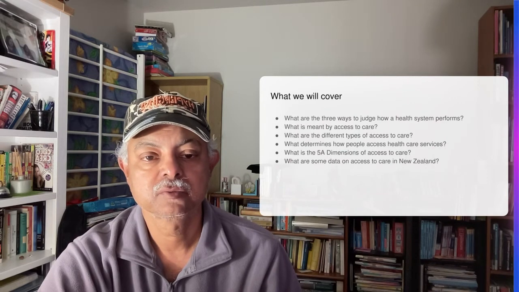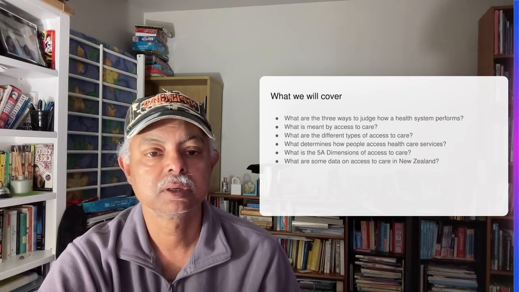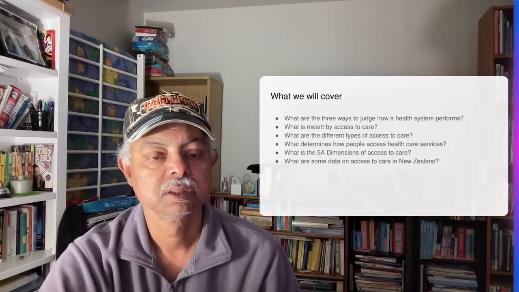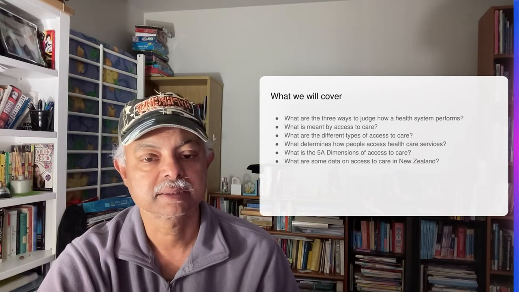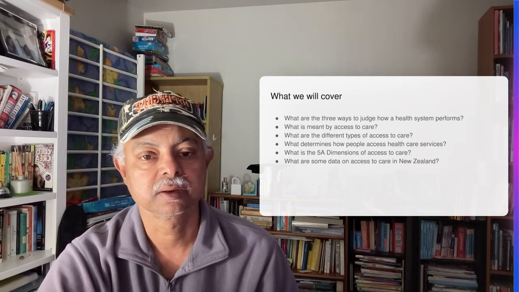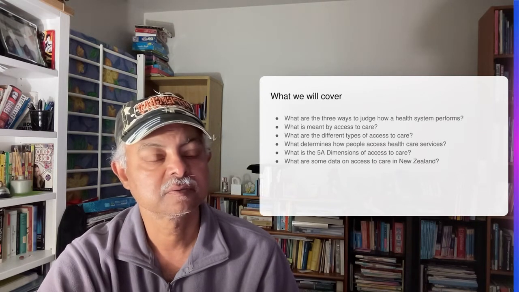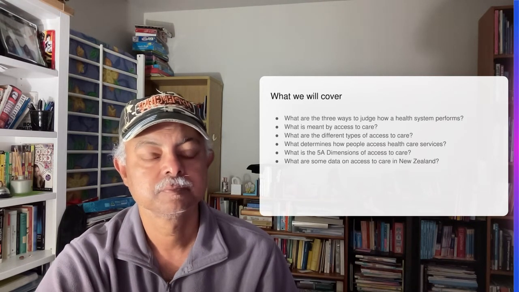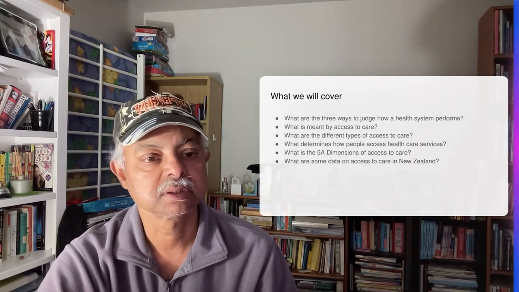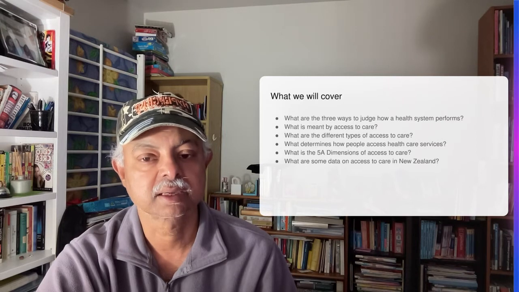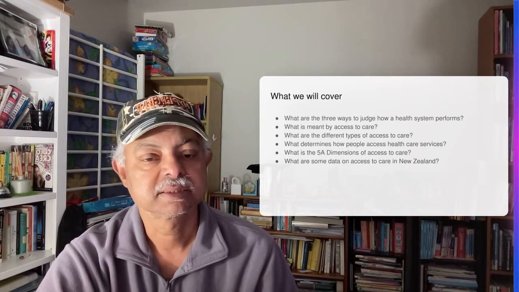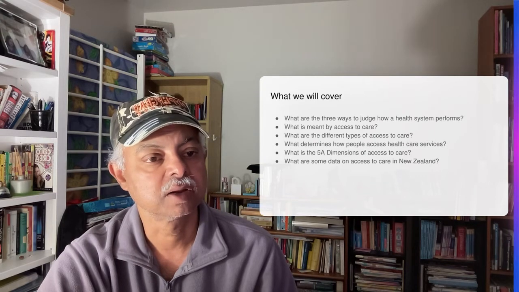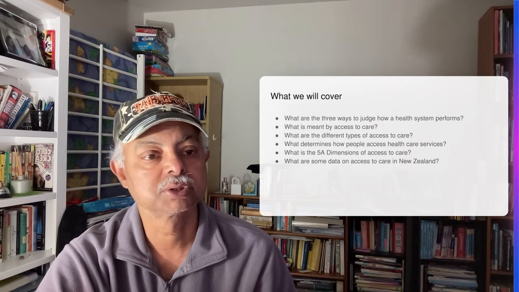In this presentation, we are going to cover, firstly, how we can judge or evaluate the performance of a health system. Then I'm going to talk about what we mean by access to care, so define access to care. And then I'm going to talk about the different types of access to care in any health system. And then I'm going to talk about two theories of accessing healthcare. The first theory is the Anderson-Gelberg model, also called the Anderson model. And the second one is called the 5A dimensions of access to care, also called the 5A model. So we're going to talk about those two models.